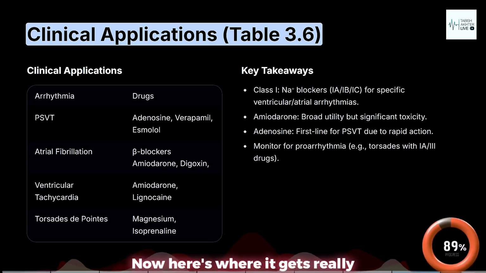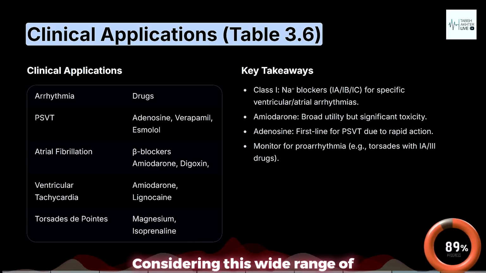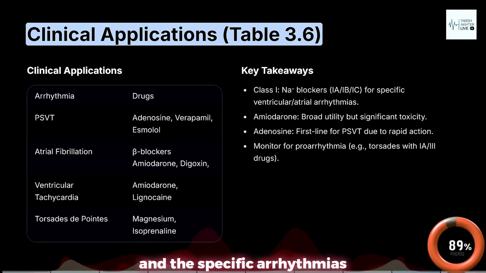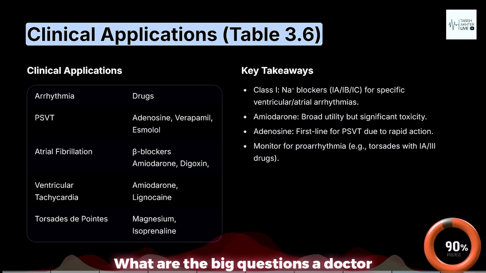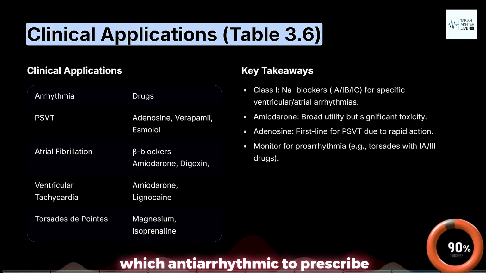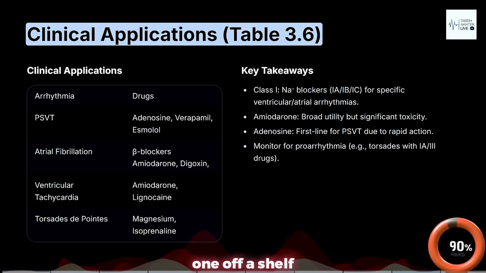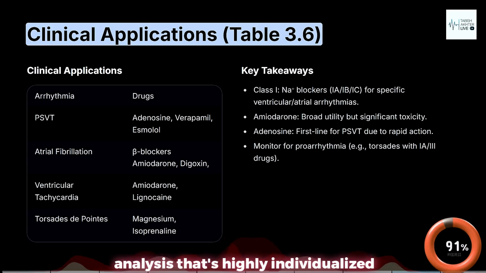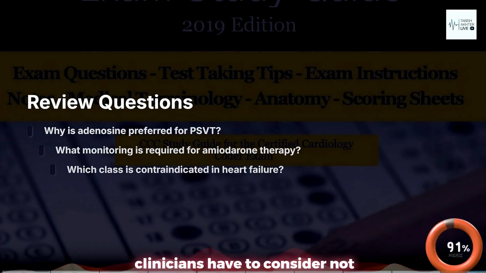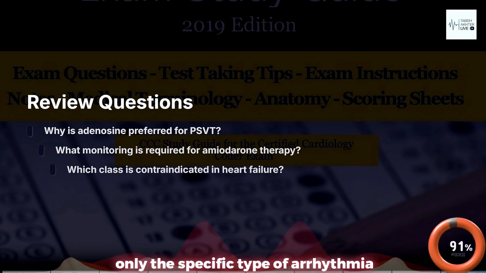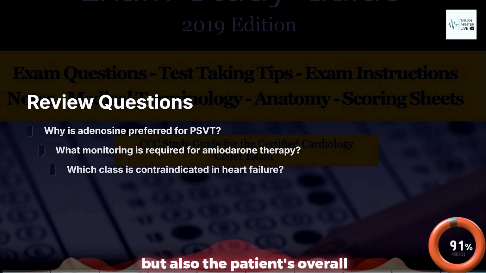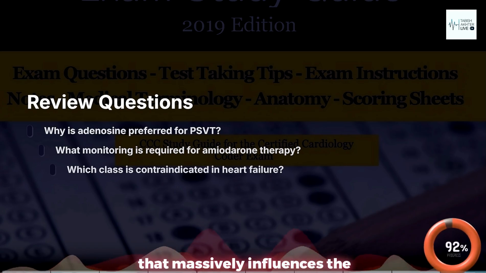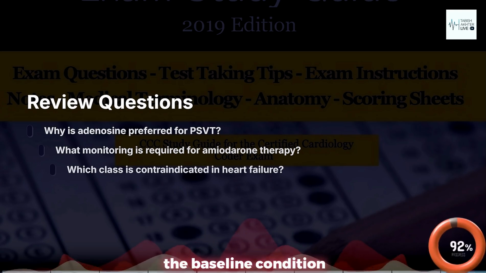Yeah. Now, here's where it gets really interesting for me. Considering this wide range of mechanisms we've discussed, the potential side effects, some quite serious, and the specific arrhythmias these drugs target, what are the big questions a doctor has to wrestle with when deciding which antiarrhythmic to prescribe for a patient? It's clearly not just picking one off a shelf. Oh, absolutely not. It's a really complex risk-benefit analysis that's highly individualized for every single person. What goes into that? Well, clinicians have to consider not only the specific type of arrhythmia they're dealing with, but also the patient's overall cardiovascular health. Things like, do they have underlying structural heart disease? Heart failure, that massively influences the choice. Right, the baseline condition. Exactly.